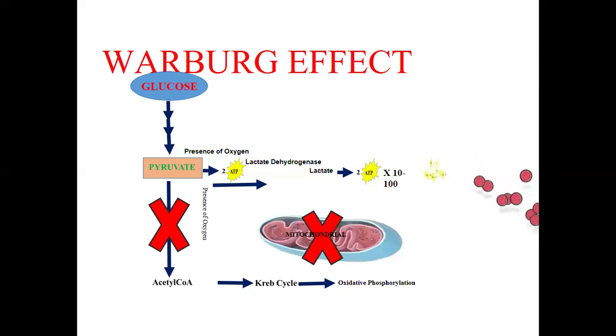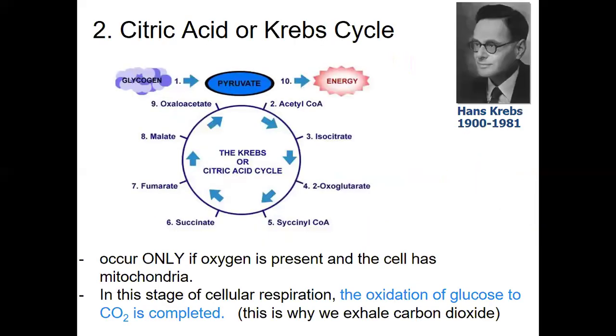Producing more through the Warburg effect, in the presence of oxygen, lactate is being generated. Now, outside that, in the presence of oxygen, the pyruvate is meant to continue the journey to acetyl-CoA, and this acetyl-CoA goes to link up with the Krebs cycle.